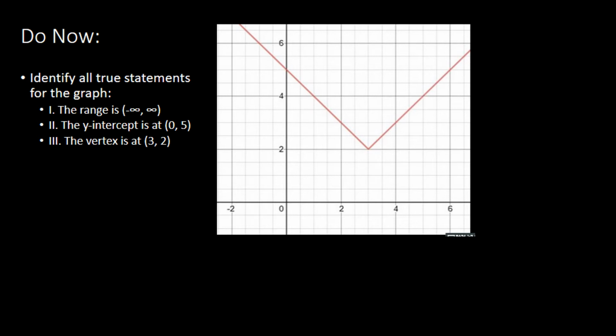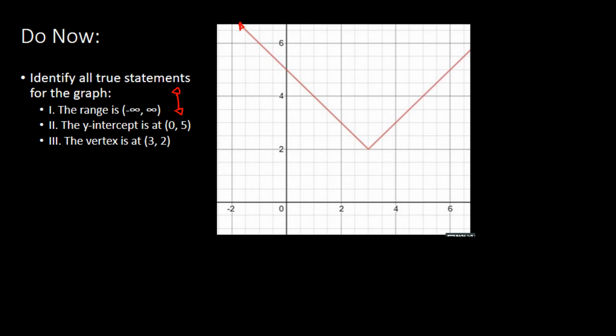All right, so this was actually a do now from a couple of weeks ago. And I just wanted you guys, because I really like this question, and we all did really well on this, but I want to go over this. So we're identifying which statements here are true, right? So statement 1 says the range is going from negative infinity to infinity. So range is how far up and down.